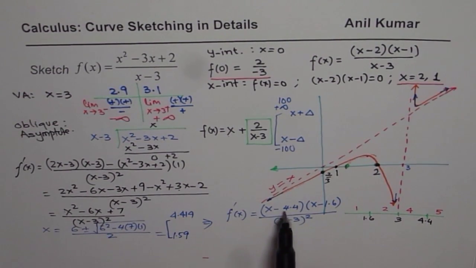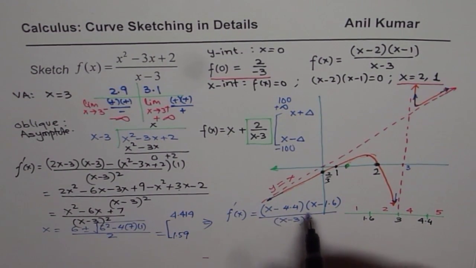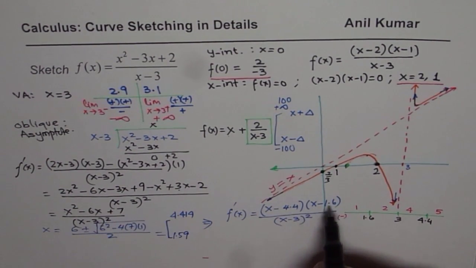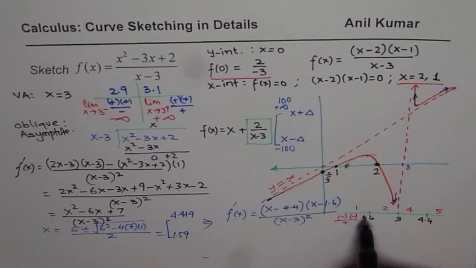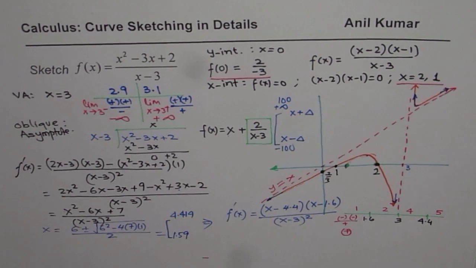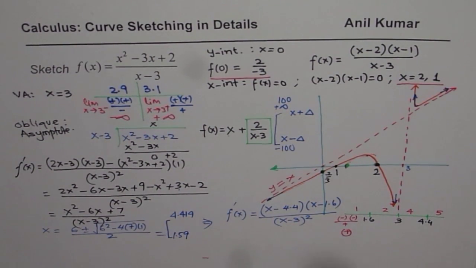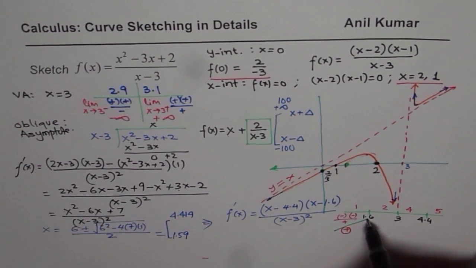If I write 1 here, in that case, our derivative will become what? That is negative, right? 1 will make this also negative. And the denominator is always positive. So what we get here is positive, right? So all this is negative times negative. That is to say it is positive, right? Positive means that the graph will be increasing, correct? So in this interval, the graph is going to be increasing.